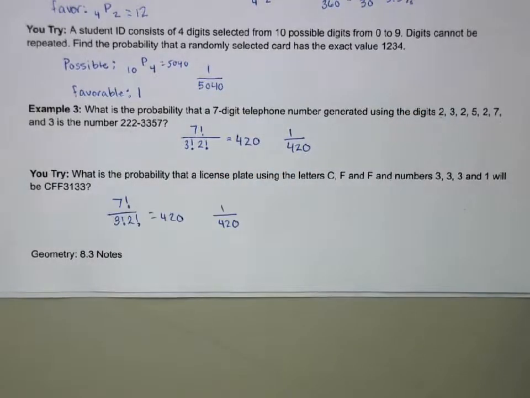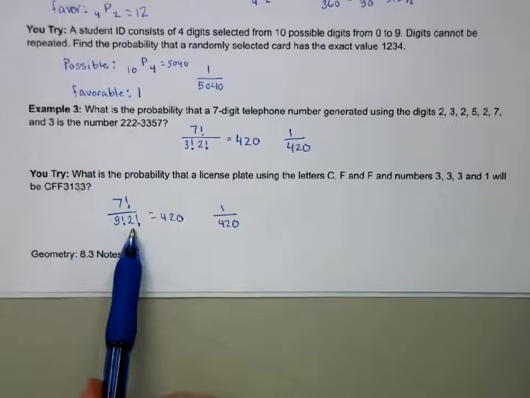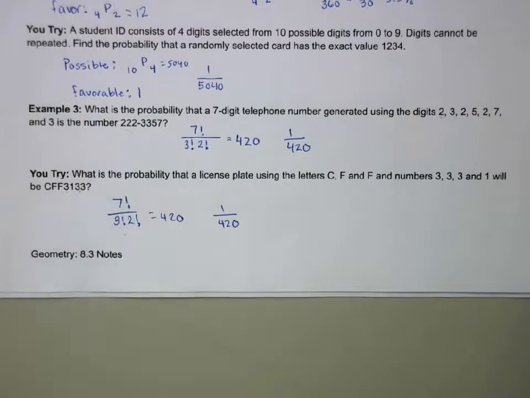It actually ends up being the same thing, because we've got 3 repeated 3 times, F repeated 2 times, and there's 7 total. So we have 420 possible outcomes, so one of those is our desirable.